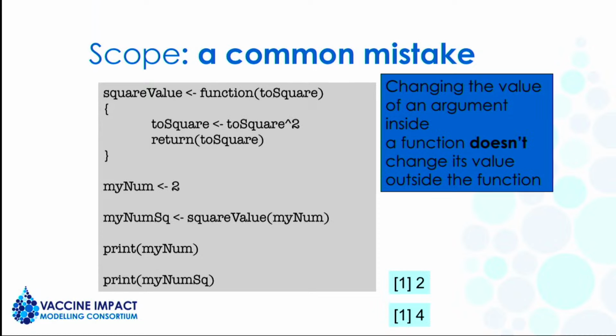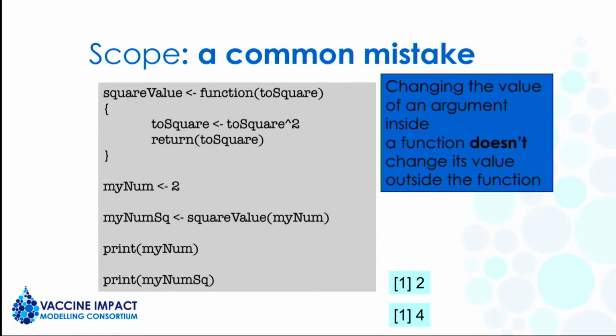If we start with that, my number is 2. We pass the value of my num to the function square value. It is not passing this number or this object, my num. It's passing the value of my num. It squares it and returns it. So the value of my num is completely unchanged, whereas the new variable my num squared is the square.